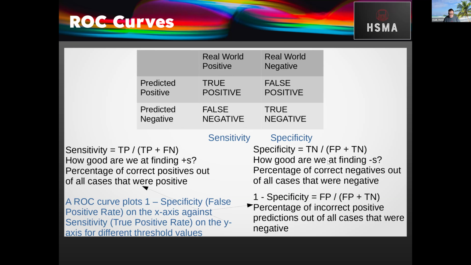Specificity is how good are we at finding the negatives. So that's the percentage of correct negatives, true negatives, out of all the cases that were actually negative. So it's that divided by the sum of this column. However, in a ROC curve, we don't plot sensitivity against specificity. We plot sensitivity against the inverse of specificity. So the inverse of specificity is the number of false positives divided by the number of false positives plus true negatives. So in other words, it's this divided by that column instead of this divided by that column. So it's the percentage of incorrect positive predictions out of all cases that were negative. So a ROC curve plots this true positive divided by this column against this false positive out of this column.